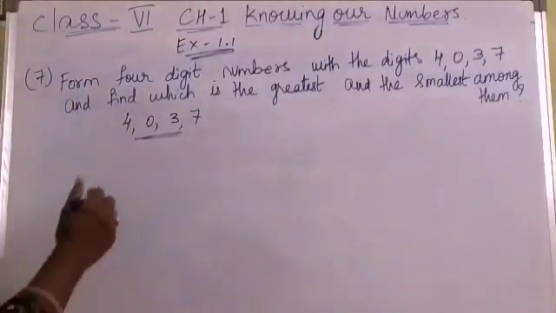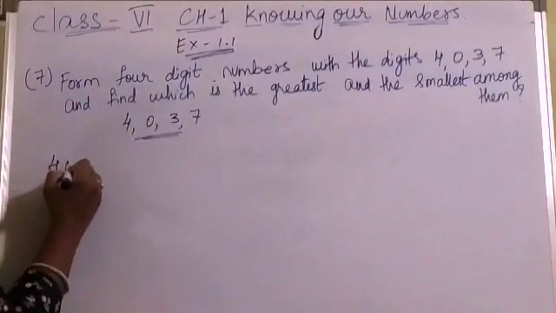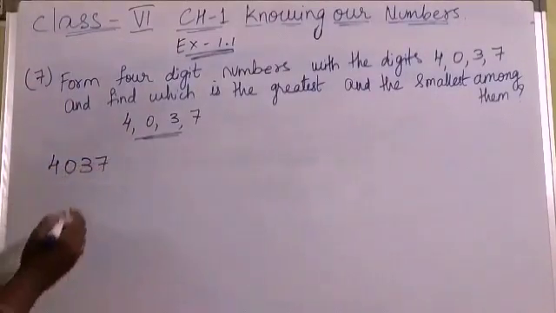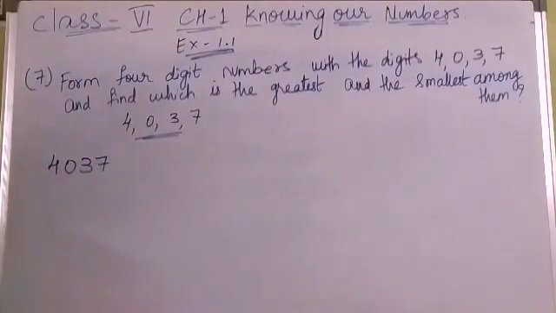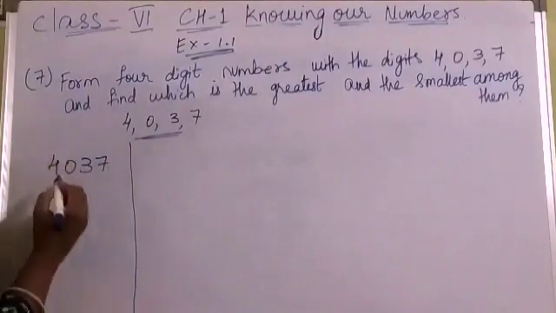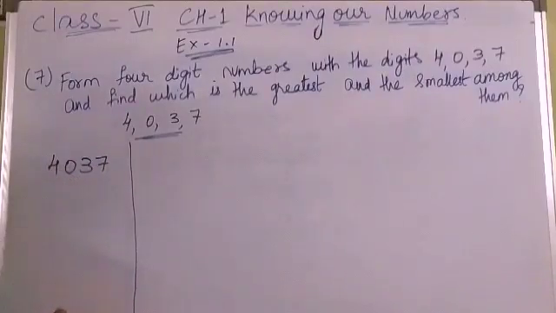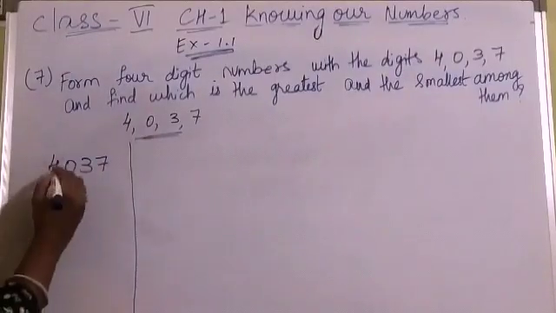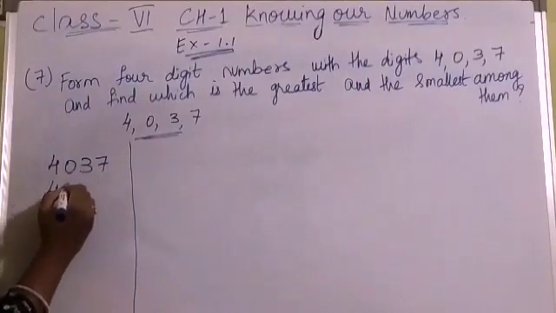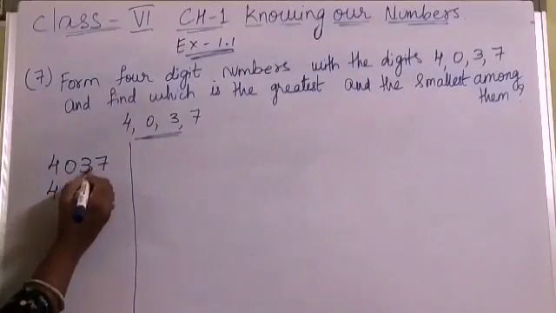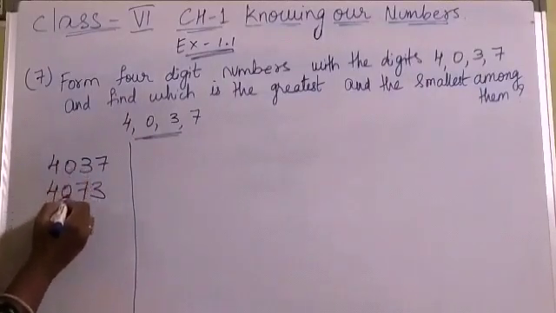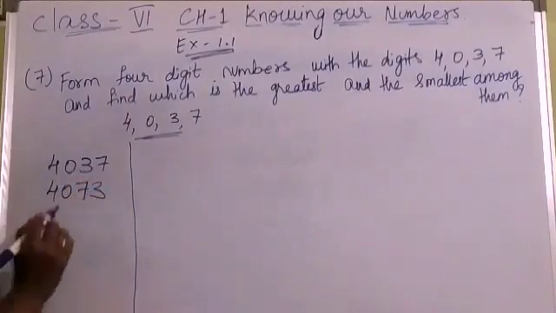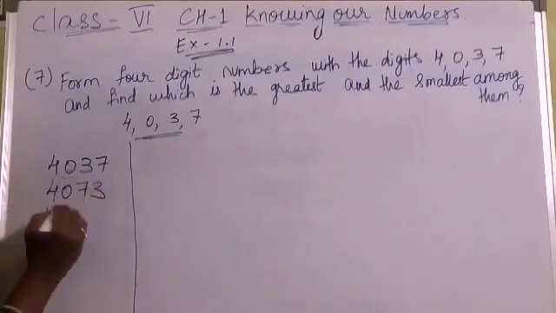Coming to here, first, okay, 4, 0, 3, 7 I write. So here 4 is in the thousands place, 0 is in the hundreds place, 3 is in the tens place, 7 is in the ones place. Now here I will write with 4 in the thousands place, all the possible numbers I can write using these digits. So 4 I will write as it is, 0 in the hundreds place as it is, 37, here I will interchange, 73. Is it clear, children? 4 in the thousands place, 0 in the hundreds place, but these two numbers are interchanged.